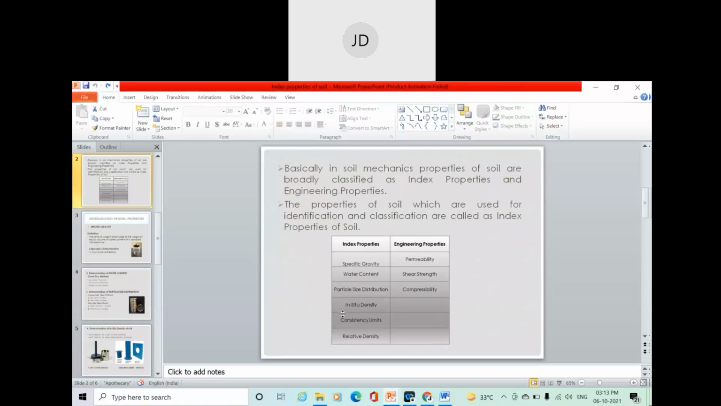Next, we have to discuss consistency limit and relative density. So these things are discussed now: specific gravity, moisture content, particle size distribution, in situ density. Next, we discuss consistency limit and relative density.